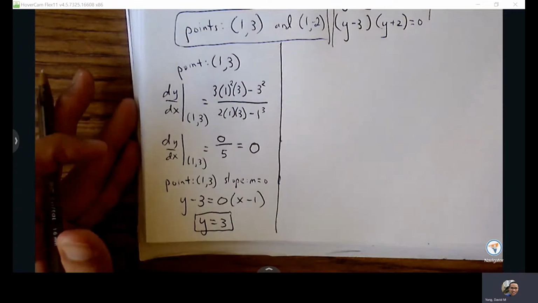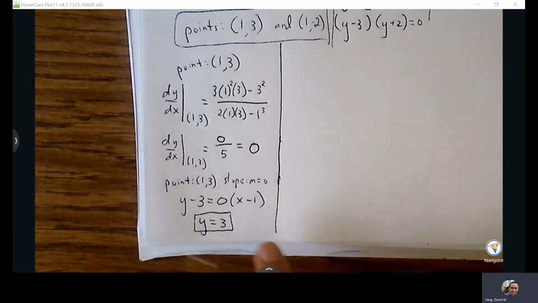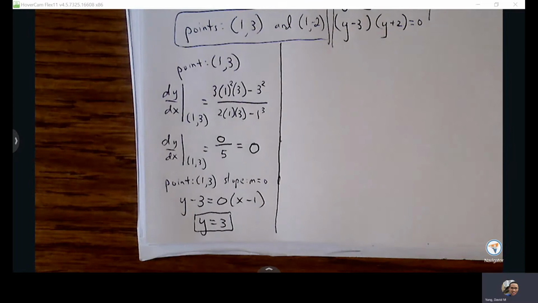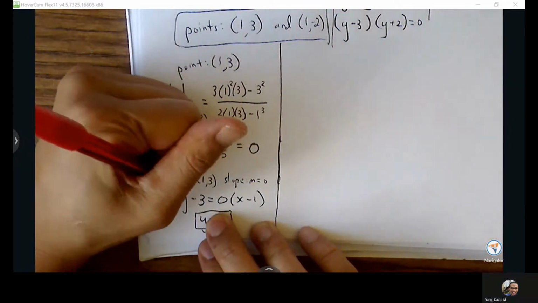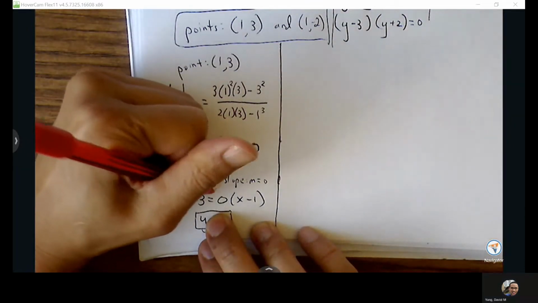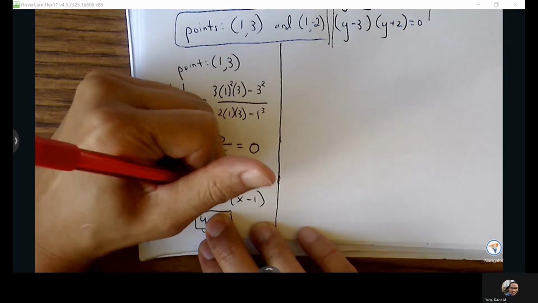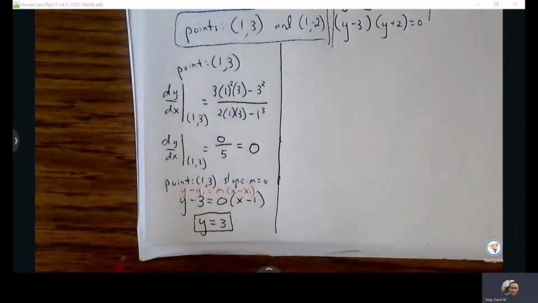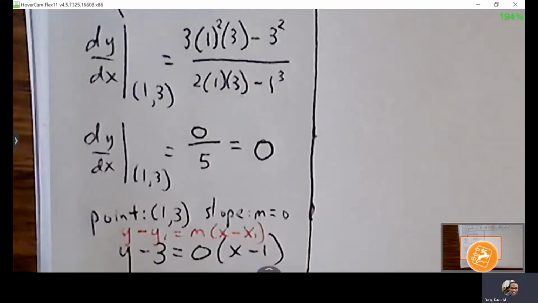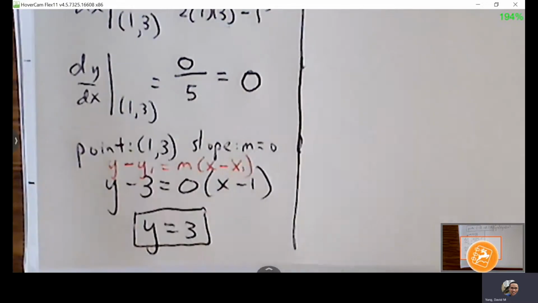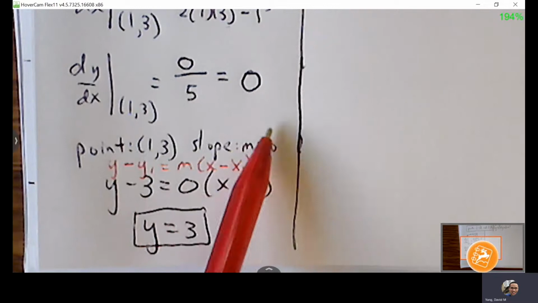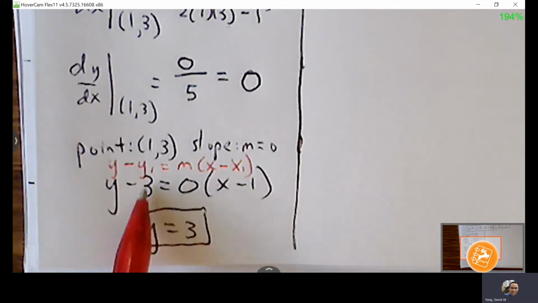Wait, why'd you do 1 minus 3? Oh, because I'm putting in the point slope form. I did not write that out, but yeah. Right. y minus y1 equals m times x minus x1. I'm filling in the 1 and 3 for the x and y, and replacing the m with 0.